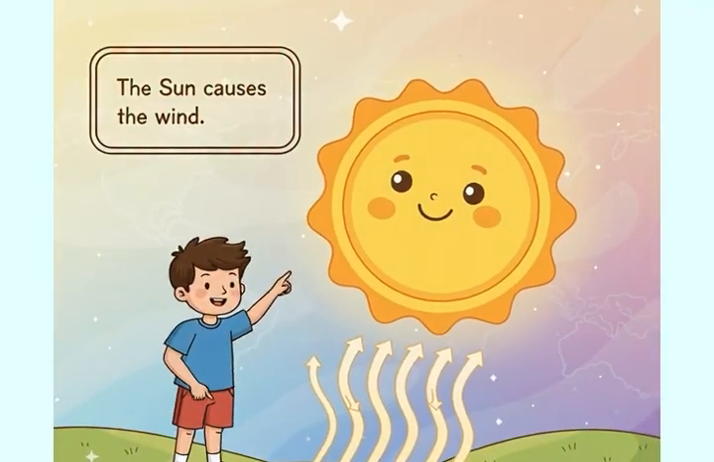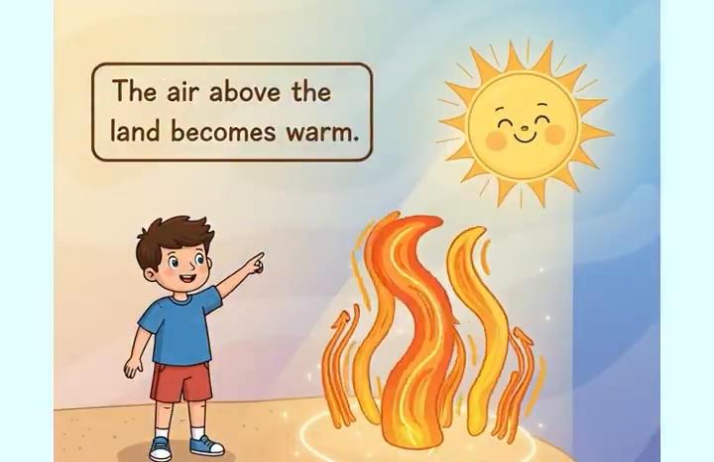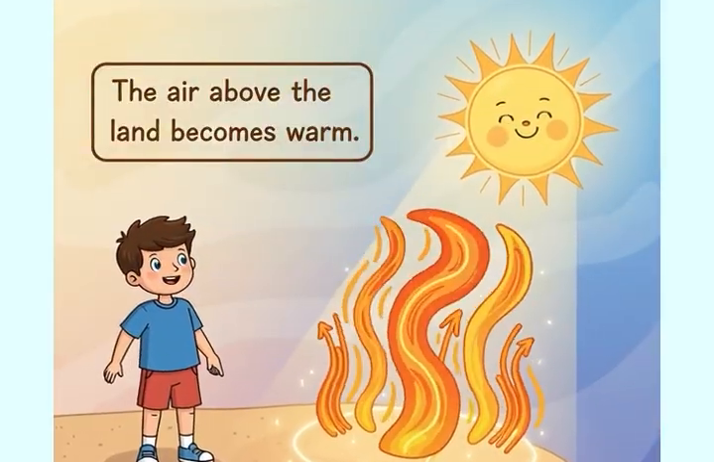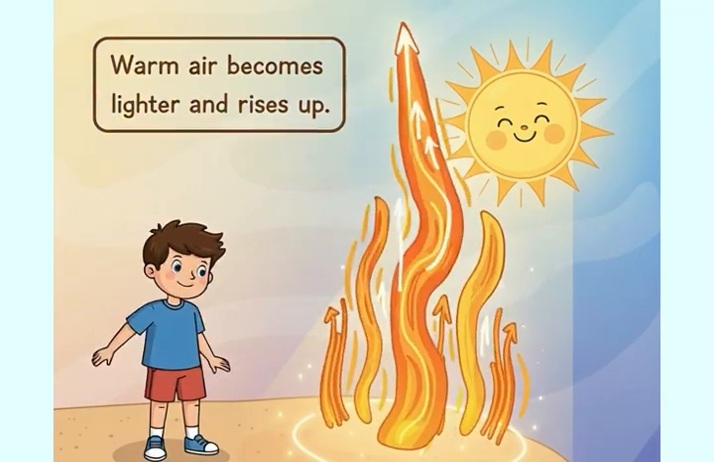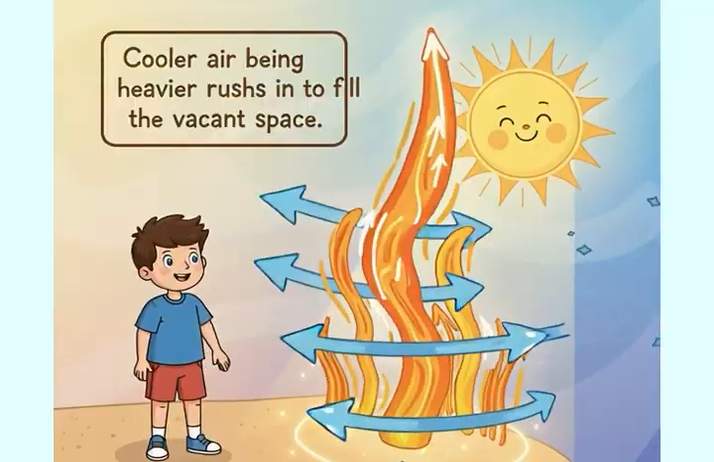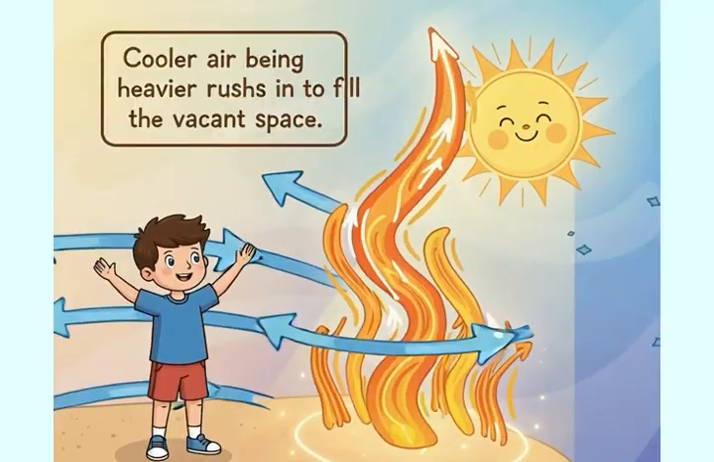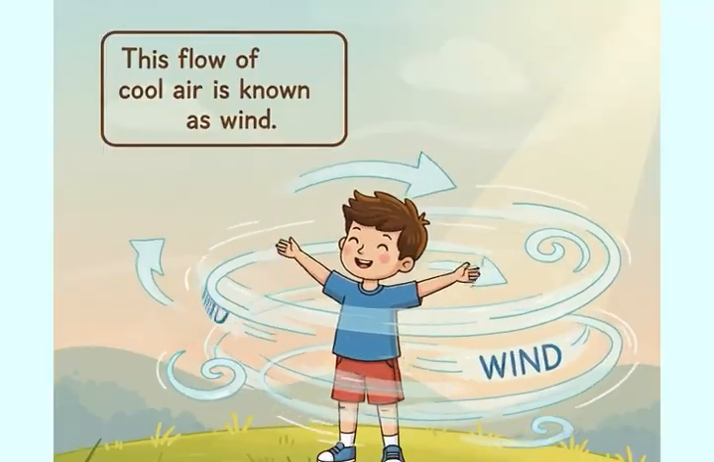The sun causes the wind. The sun heats up the land. The air above the land becomes warm. Warm air becomes lighter and rises up. Cooler air being heavier rushes in to fill the vacant space. This flow of cool air is known as wind.